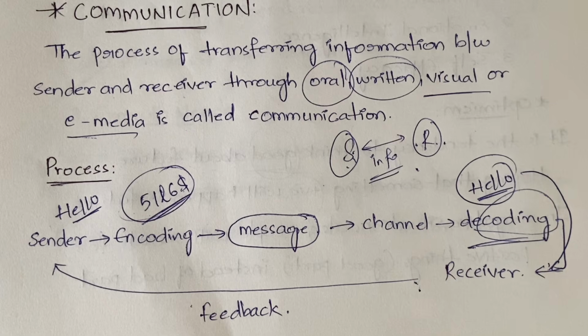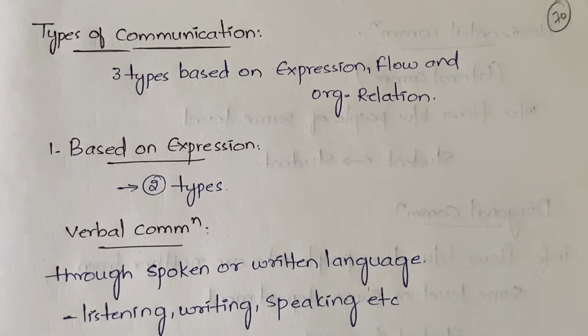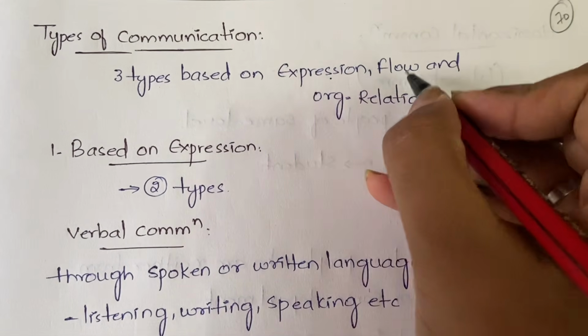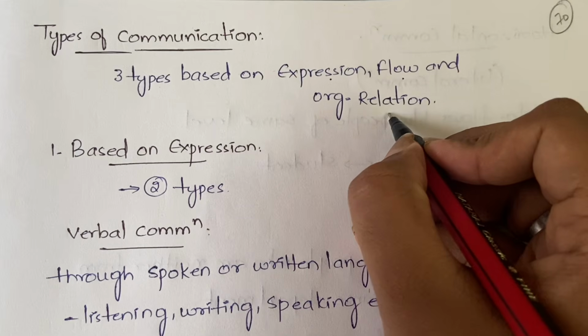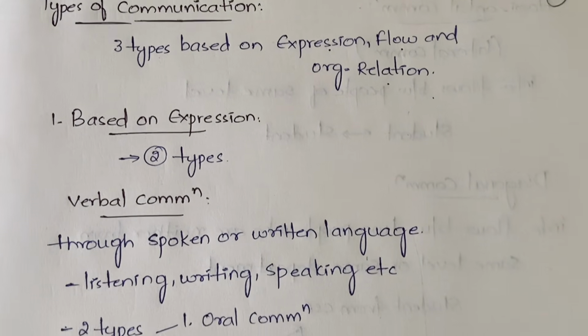Now let us see what are the different types of communication we have. So moving on to the types of communication, we actually have three types. Okay, first one is based on expression, second is based on flow, and third is based on organization relationships. Okay, so let us see the first one.